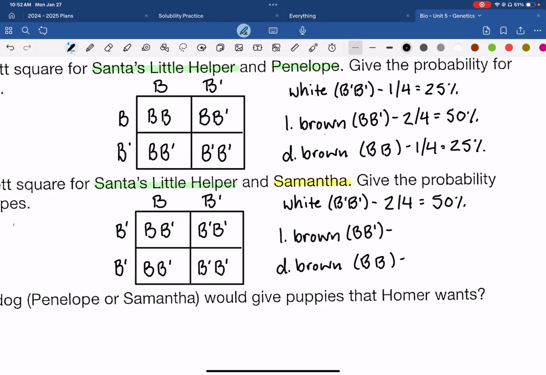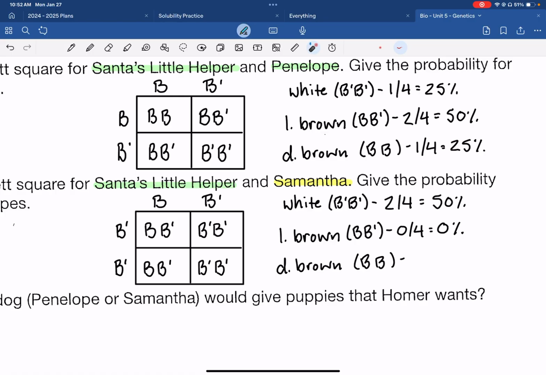What about light brown? Do you see any that might be light brown within these boxes for the offspring? No, me neither. So that means we have a 0 out of 4 or 0% chance that any of these puppies between Santa's Little Helper and Samantha are going to be light brown. What about dark brown? Yep. There's 2 boxes with the dark brown genotypes, B, B prime.